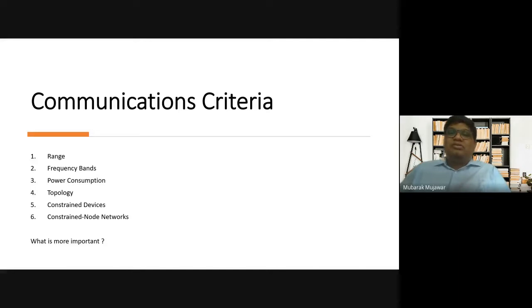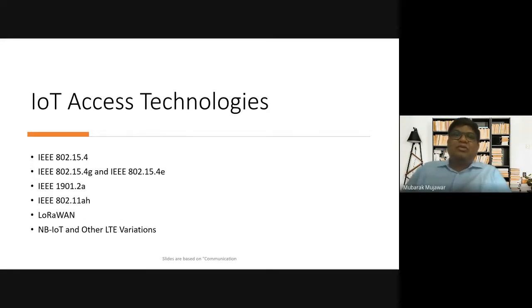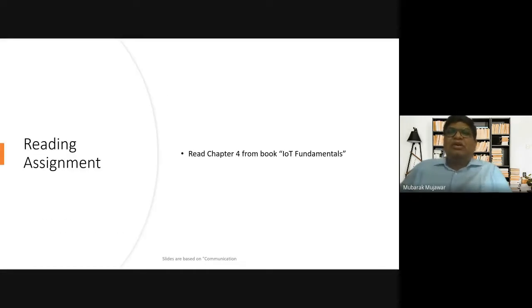Now, we'll be talking about some of the IoT access technologies. Mostly, we'll be talking about IEEE standards. We might talk about LoRaWAN, NB-IoT, and other LTE variations, and we'll talk about them in detail when they are discussed. But since this is going to be a short course, and I'll be covering too many things in very short time, what I suggest is to read chapter number 4 from the book IoT Fundamentals.